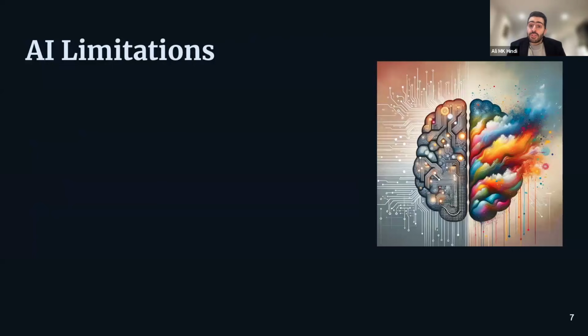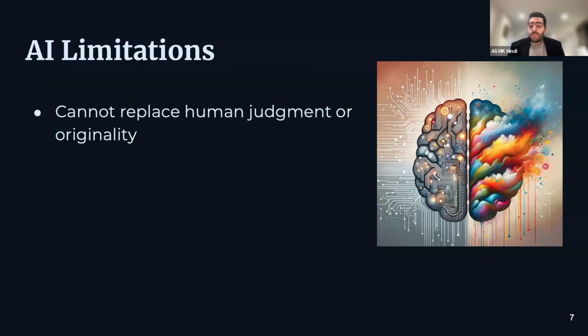Now, with that in mind, we also need to be aware of AI limitations. I think it's important that we know what AI's strengths are, but also what the limitations are. So one of them, which I probably say in every talk that I give, is it cannot replace human judgment or originality. No matter what ideas the AI gives or what rephrasing it does, it cannot replace your judgment. So you're going to have to be the driver. You're the one who's going to come up with the idea. You're the one who's going to have to lead on it.